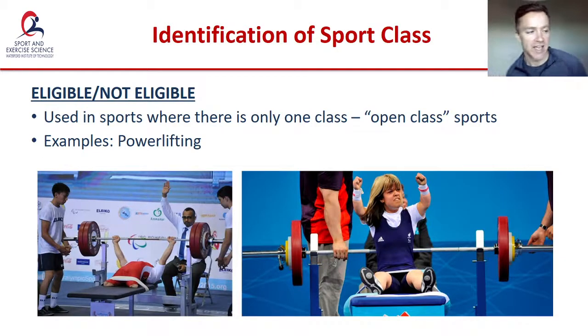And then getting towards the end, we have, as we mentioned, sports where athletes are either eligible or not eligible. This is used where there's only one class, open class sports like powerlifting. So you're either eligible to compete or not in powerlifting, and after that they are grouped according to weight, as they would in able-bodied sport.